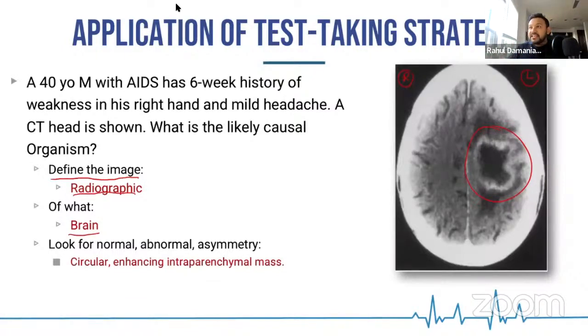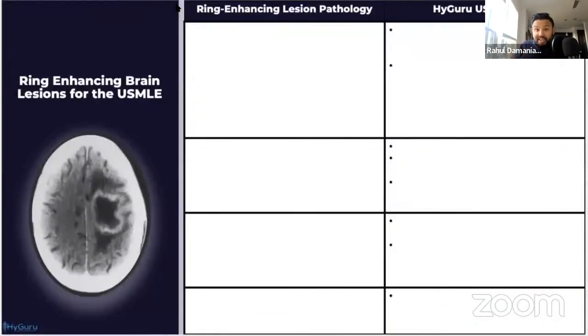All right, we have TB. A lot of people are saying toxoplasmosis, and you're absolutely correct if you said toxoplasmosis. So what we'll do today is use these questions to jump into an integration of the content. Essentially, we're building this differential diagnosis for a ring enhancing lesion in the brain. And like many of you said, this is toxoplasmosis.